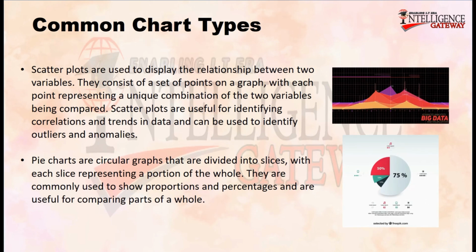Common chart types. Scatter plots are used to display the relationship between two variables. They consist of a set of points on a graph, with each point representing a unique combination of the two variables being compared. Scatter plots are useful for identifying correlations and trends in data and can be used to identify outliers and anomalies.